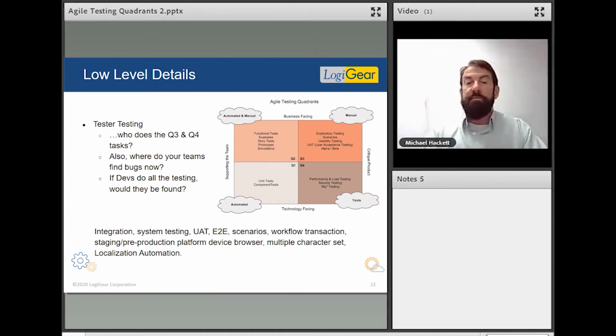Great. So quadrant 1, easiest to understand, unit testing, component testing, we got that. They're technology-facing tests that support the team, support the product, write better code. Quadrant 2, business-facing tests, functional tests.